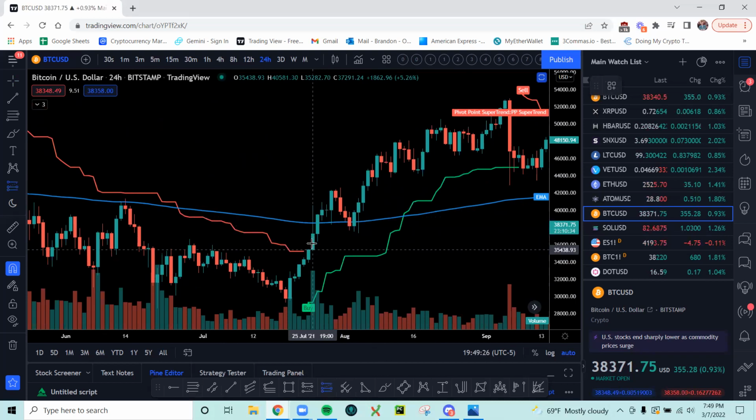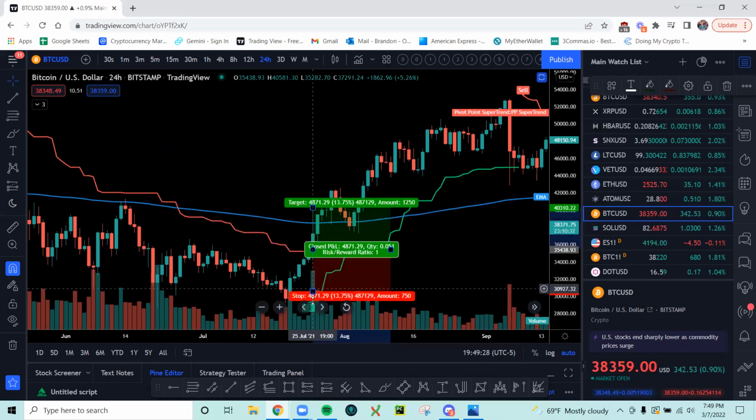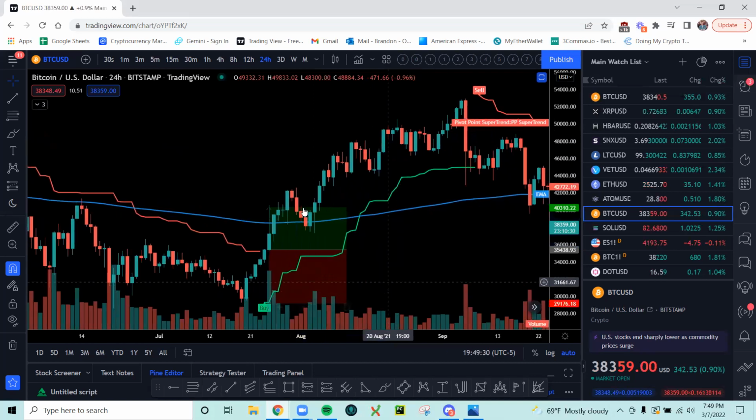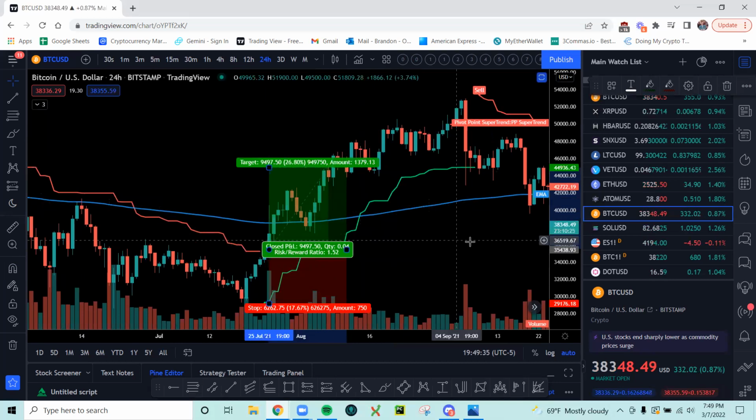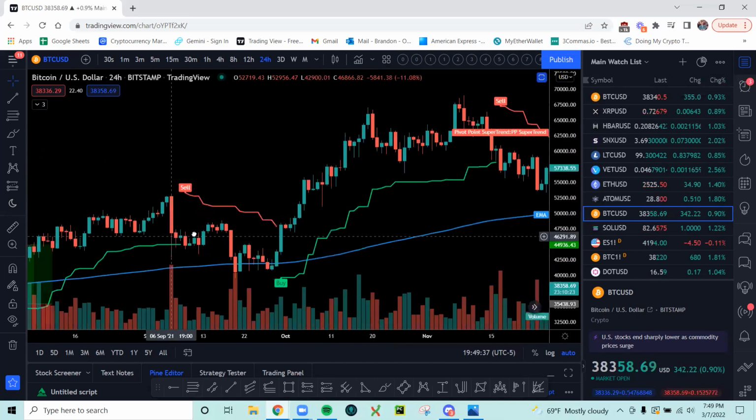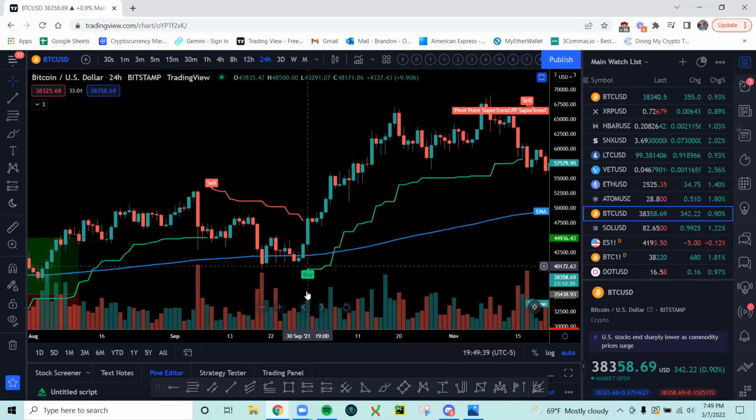Let's just show you that this was a profitable trade. So 1.5 to 1 would have been right here. I'm going to take off the magnet tool, and that was another profitable trade. You could see here price is above the 200 EMA.